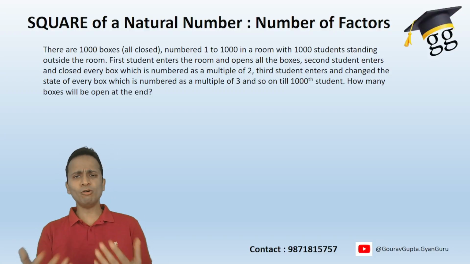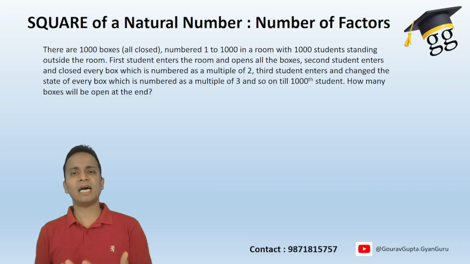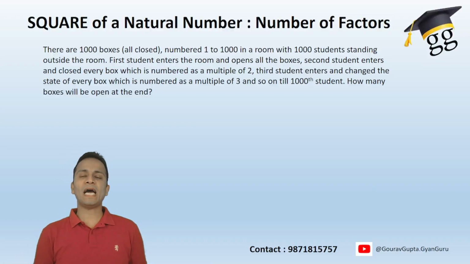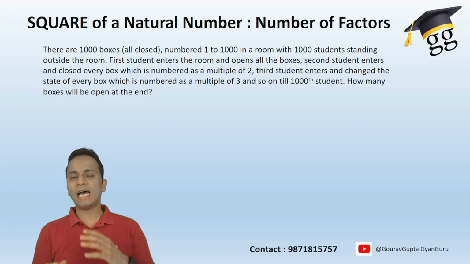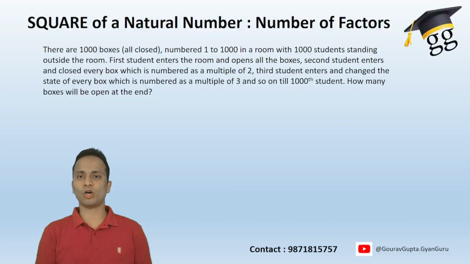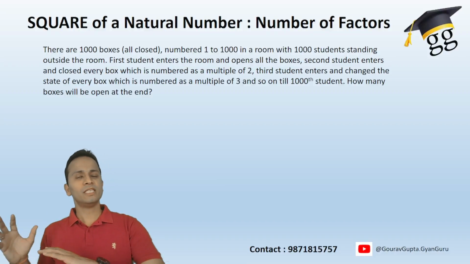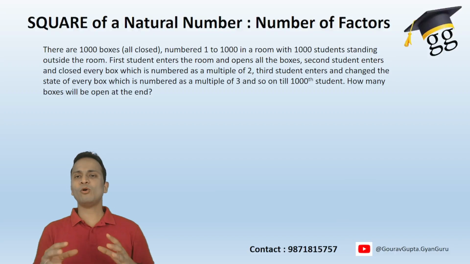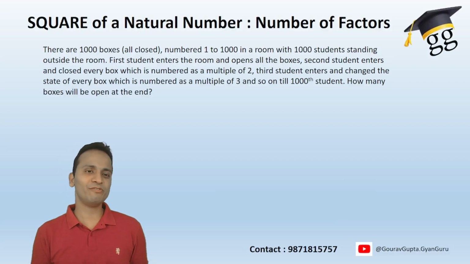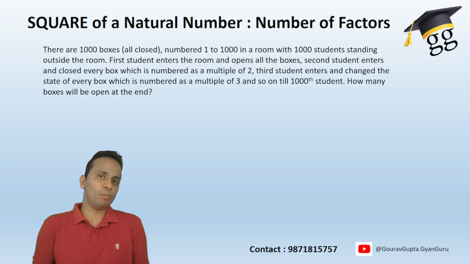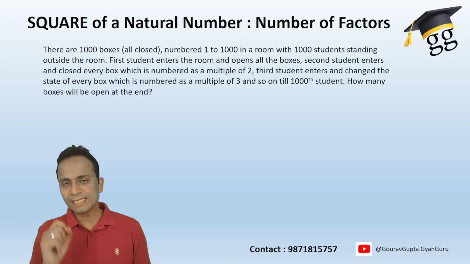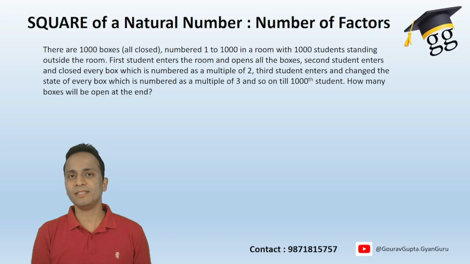Okay. Now it will keep on happening up till the 1000th student. So that means the fourth student will come and he will go to every box which is numbered as a multiple of 4, and will change the state of those boxes. Okay. Now this process will keep on continuing up till the 1000th student, right? Now at the end, after the 1000th student, we have to find out how many boxes are open or how many boxes are closed at the end.